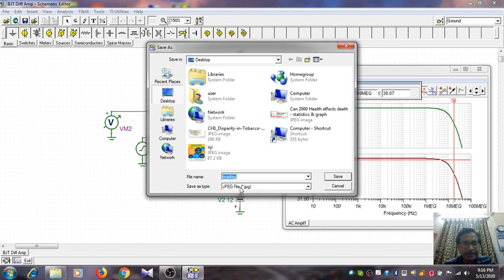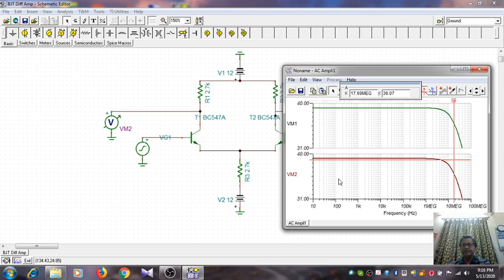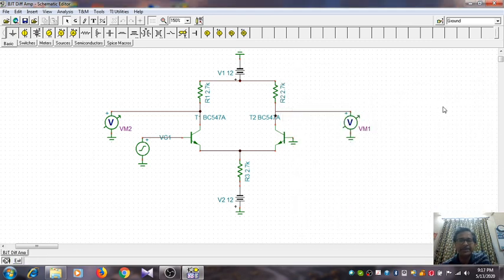So we give some name for this JPEG file, that it is a differential mode frequency response. So let us give diff mode freq response, and save it in a convenient place. It is the desktop for me. Good. So that completes the AC transfer characteristic, and we have saved it in a file.